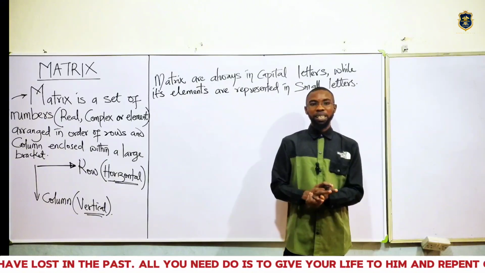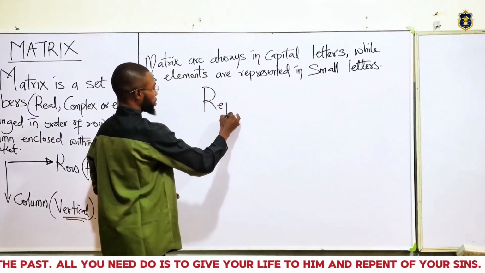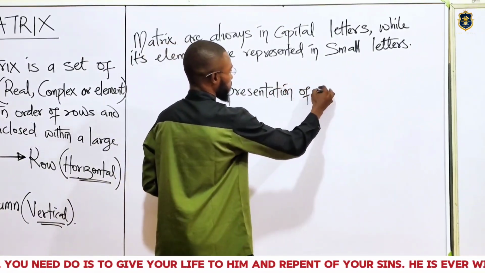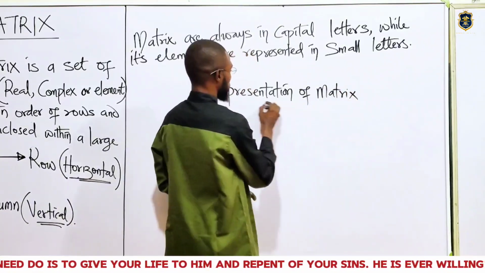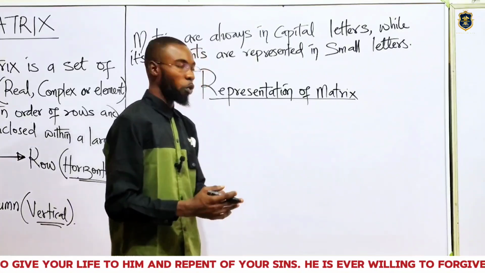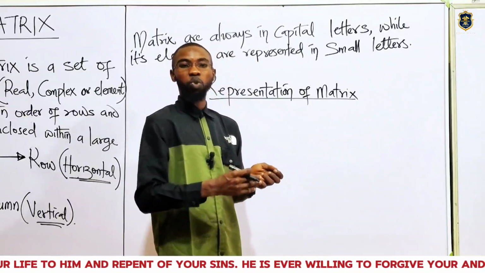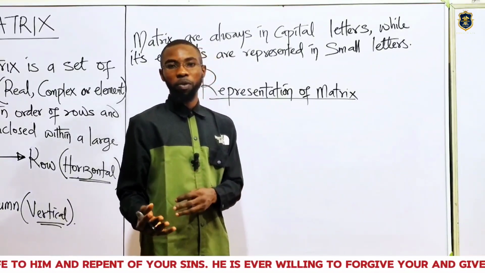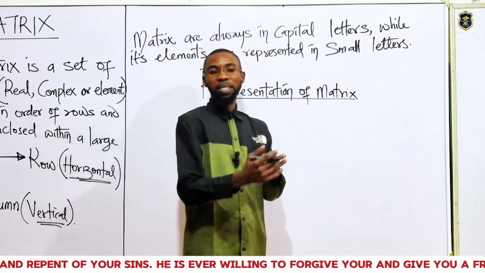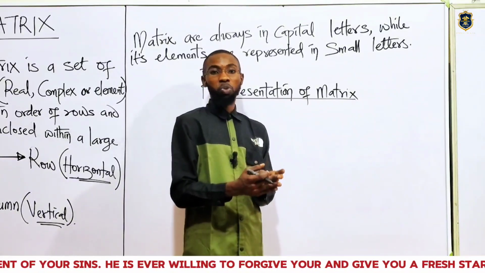Having known what matrices are, let's look at how matrices are represented in their brackets. So we can come and say representation of matrix. Now, matrices are represented in different forms and in different orders. What we mean by that is that matrices can be represented in 2 by 2 form, that is 2 rows and 2 columns, sometimes in 3 by 3 square form, that means 3 rows and 3 columns, sometimes in 3 by 2 form, that is 3 rows and 2 columns, and sometimes in 2 by 3 form, that means 2 rows and 3 columns.